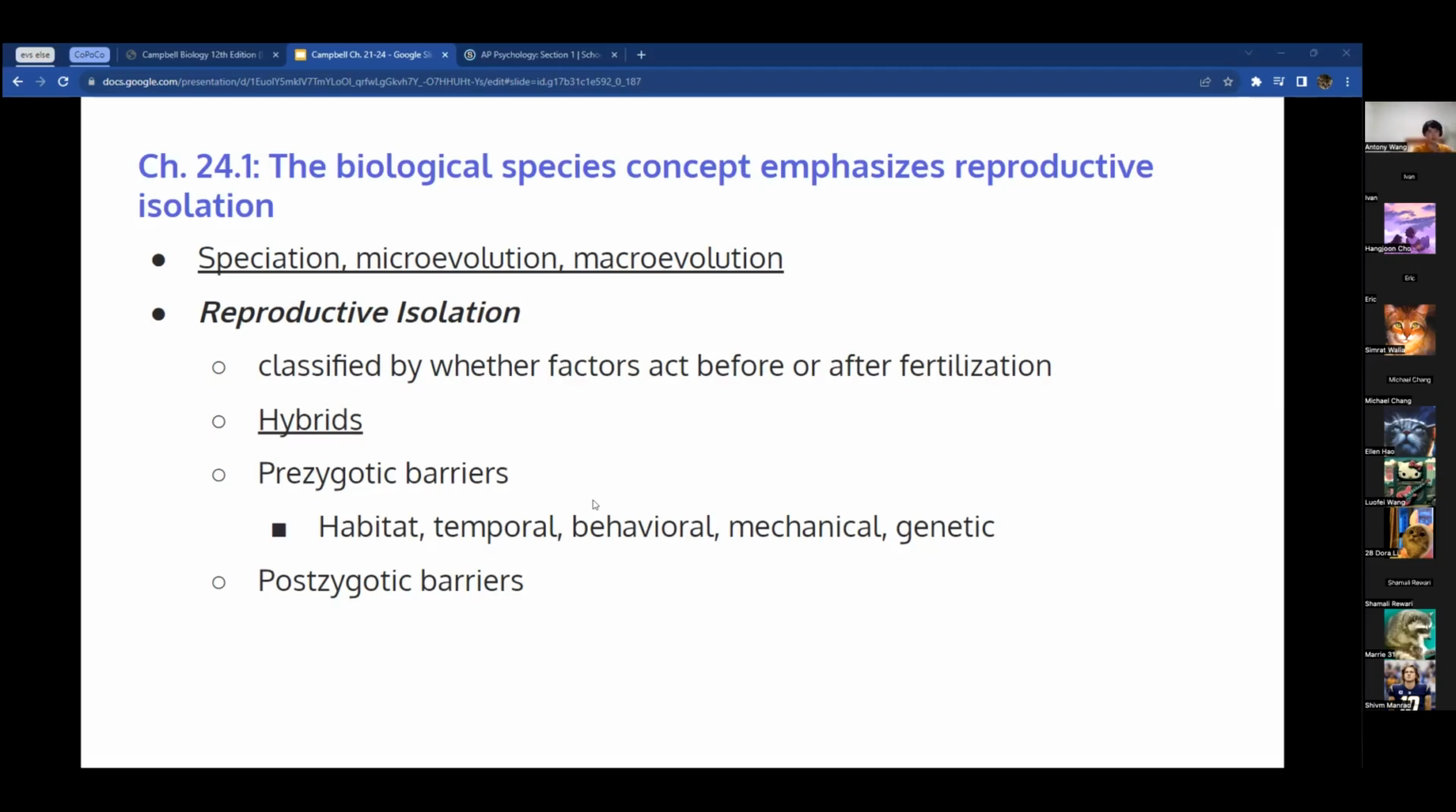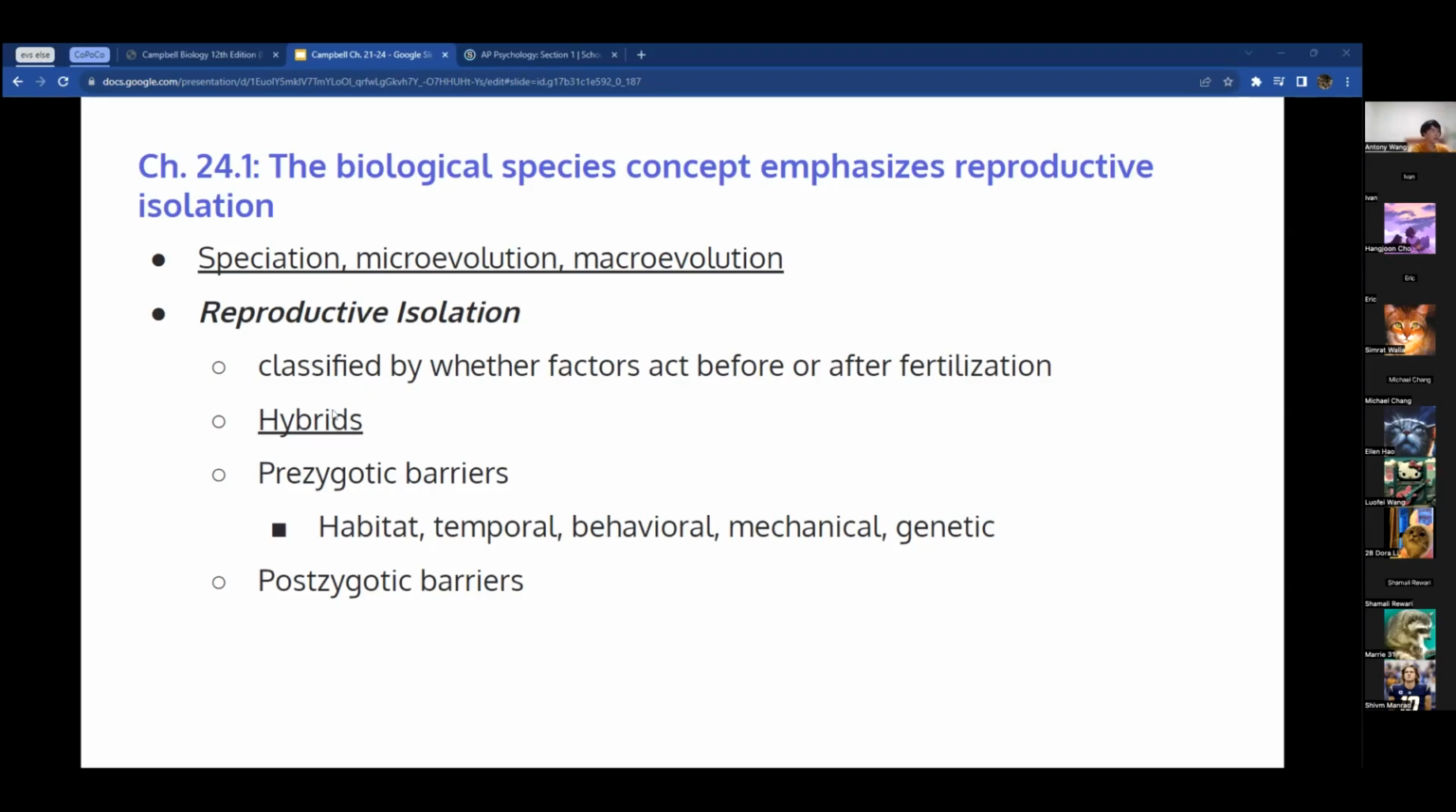Behavioral, so maybe some species have a distinct mating call, or they have a specific dance that doesn't match with another species. Mechanical, use your imagination. Genetic: sometimes when fertilization happens, if the alleles don't match up properly, if there's a big mismatch, then things don't connect properly, and the zygote fails. Well, it's not even a zygote.